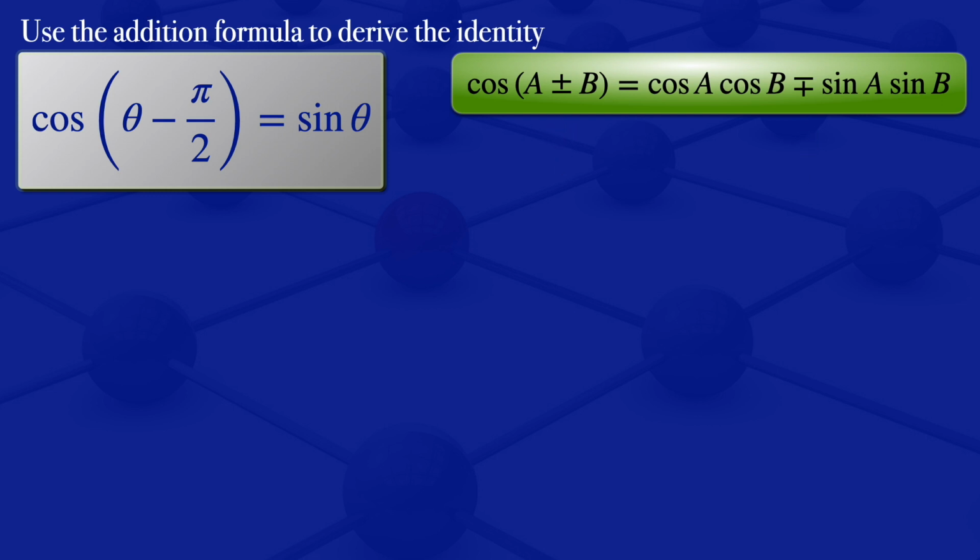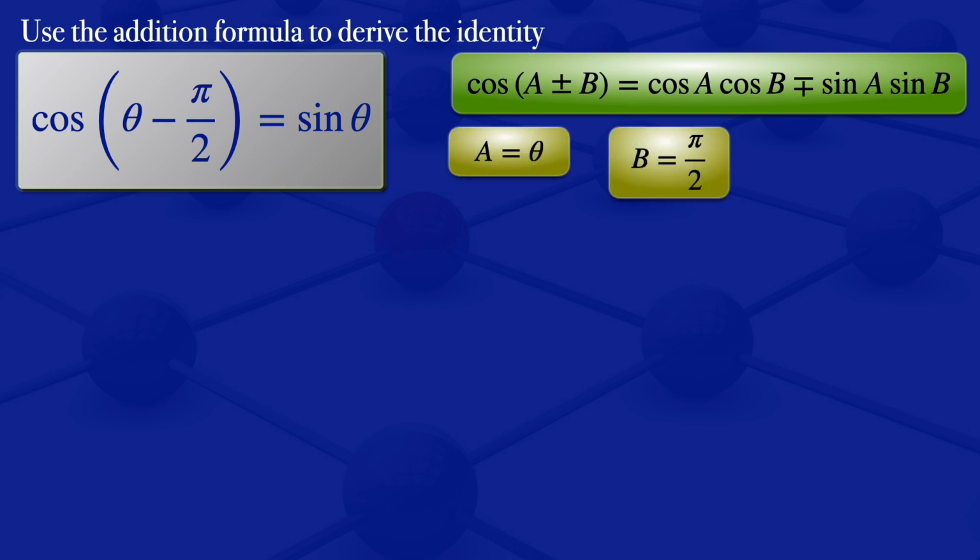So by comparison of what is in the parentheses there, we would see that our A is theta, our B is pi over 2. So I can go on and write my left hand side: cosine of theta minus pi over 2. Now the formula that we would use here is the one where we have the minus. So when you have a minus here, we would have a plus on the right hand side.